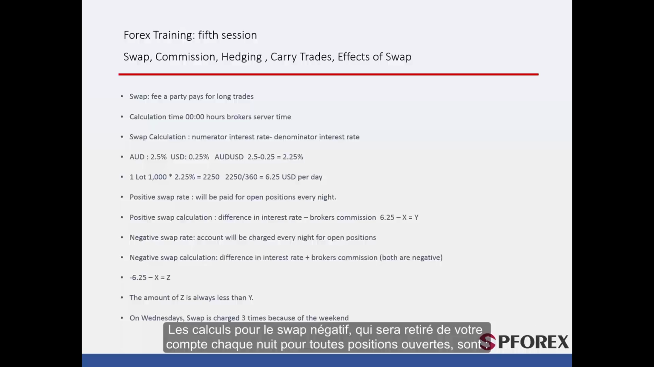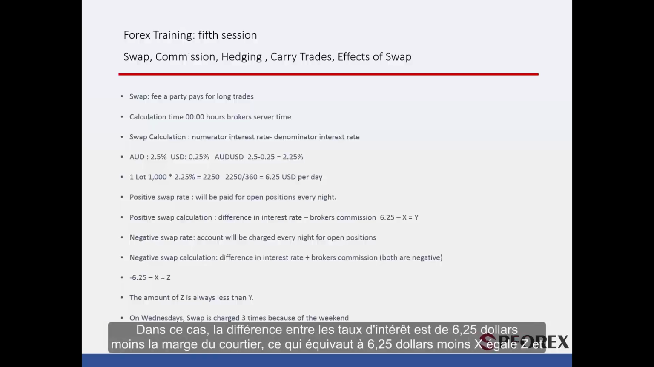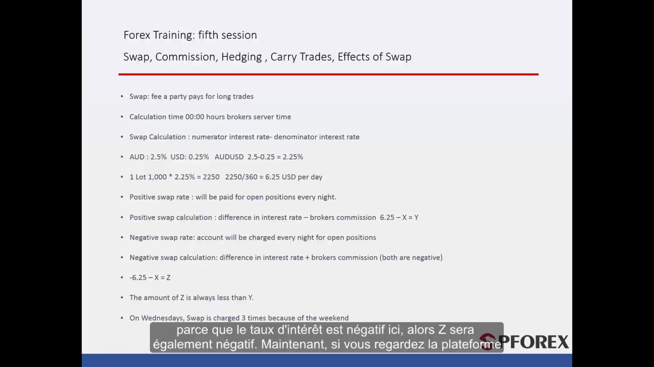The calculation for a negative swap, which will be withdrawn from your account every night for any open positions, is like so. In this case, the difference in interest rates is $6.25 minus the broker's cut, which means $6.25 minus X equals Z. And because the interest rate is negative here, Z will also be negative.